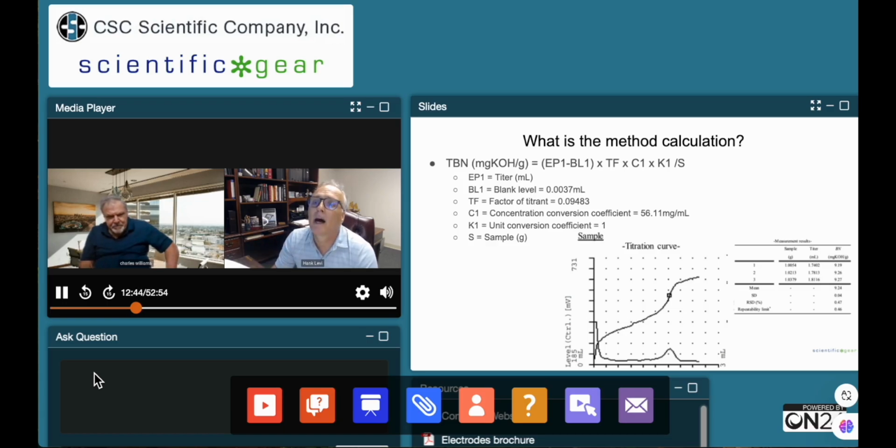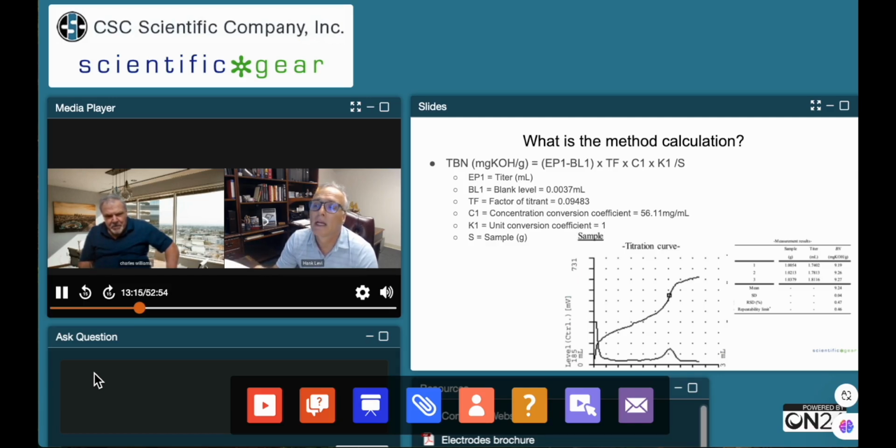Okay, next, K1, the unit conversion coefficient. I think this is just like in a computer program. You can't have 0 because you have to multiply times 1. That one will give you whether you want the result in milligrams per gram. It would be 1. If you wanted parts per million, it would be 1,000. If you wanted weight percent, it would be 0.1.